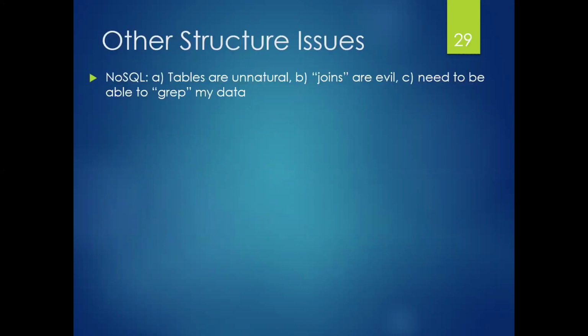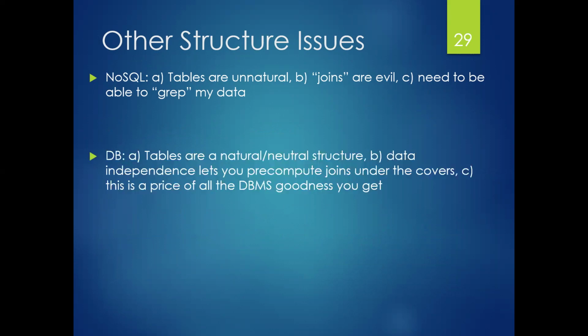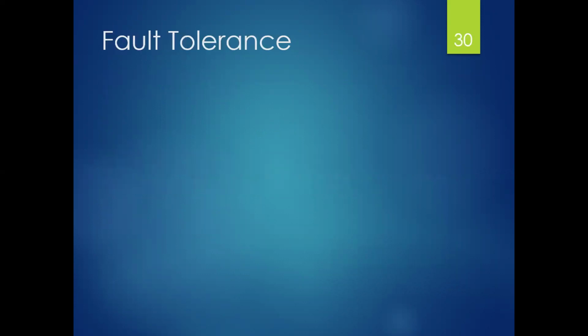In NoSQL, the structures are unnatural; joins are needed to be able to grep my data. And the database has tables in a natural structure. Data independence lets you pre-compute joins under the covers. This is the price of all the DBMS goodness you get. This is an old debate: object-oriented databases, XML DBMS, and hierarchical.